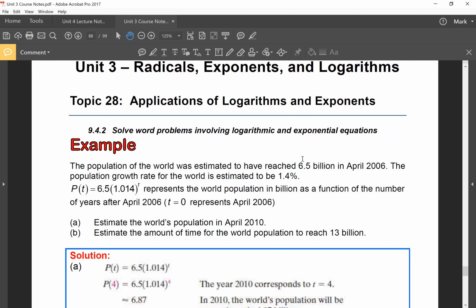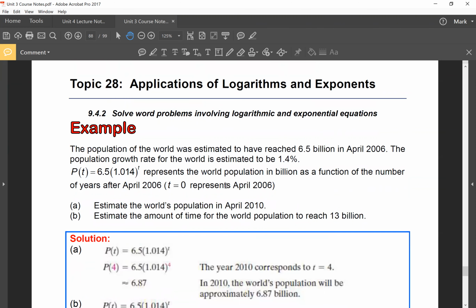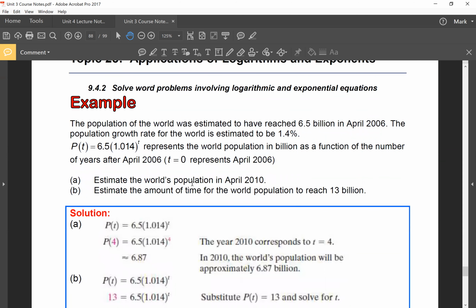So, this whole chapter, if you're wondering, what's the point of logarithms? What are we learning them for? This is one of those examples. All right, topic 28, applications of logarithms and exponents. So let's look at this example.